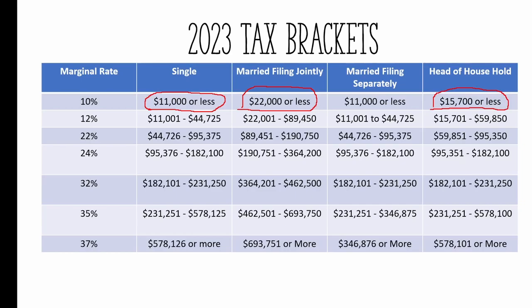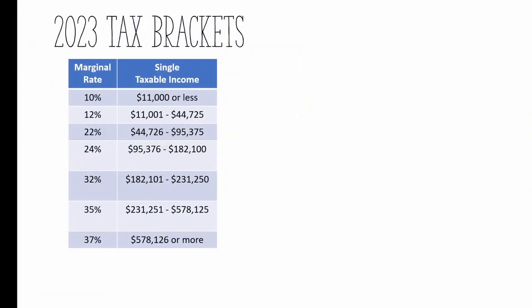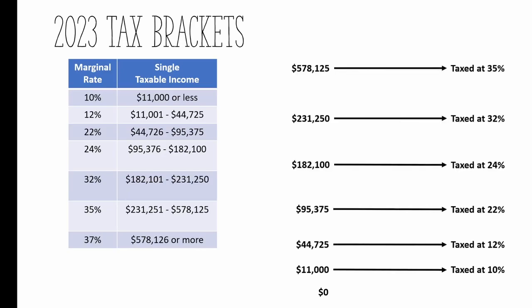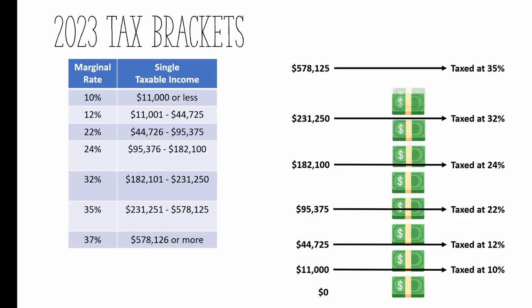So let's take a closer look at the brackets for a single filer. For a single filer in 2023, we see that their first $11,000 of taxable income is taxed at 10%. Taxable income that exceeds $11,000 but is less than $44,725 will be taxed at 12%, and so on and so forth. As taxable income increases, so does the tax rate that your income is exposed to, to the point where every dollar of taxable income greater than $578,125 is taxed at 37% if you're a single taxpayer filing in 2023.